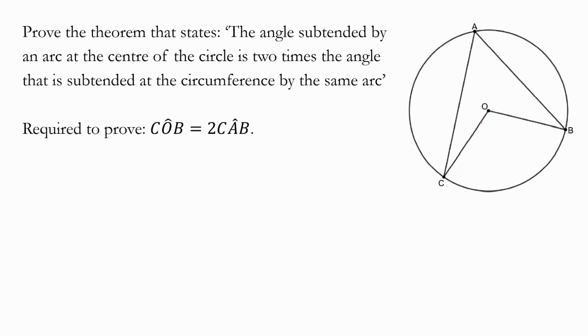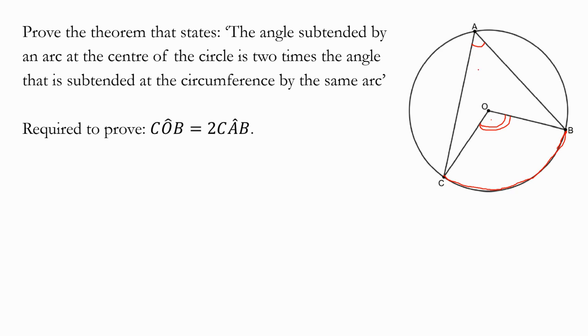So we have these two angles here, angle COB. This is angle COB. This angle is 2 times angle CAB. You see that these two angles are subtended by the same arc CB. And then angle COB is subtended by this arc CB at the center of the circle. And then angle CAB is subtended by this arc at the circumference. You see that? So this angle COB is 2 times angle CAB.